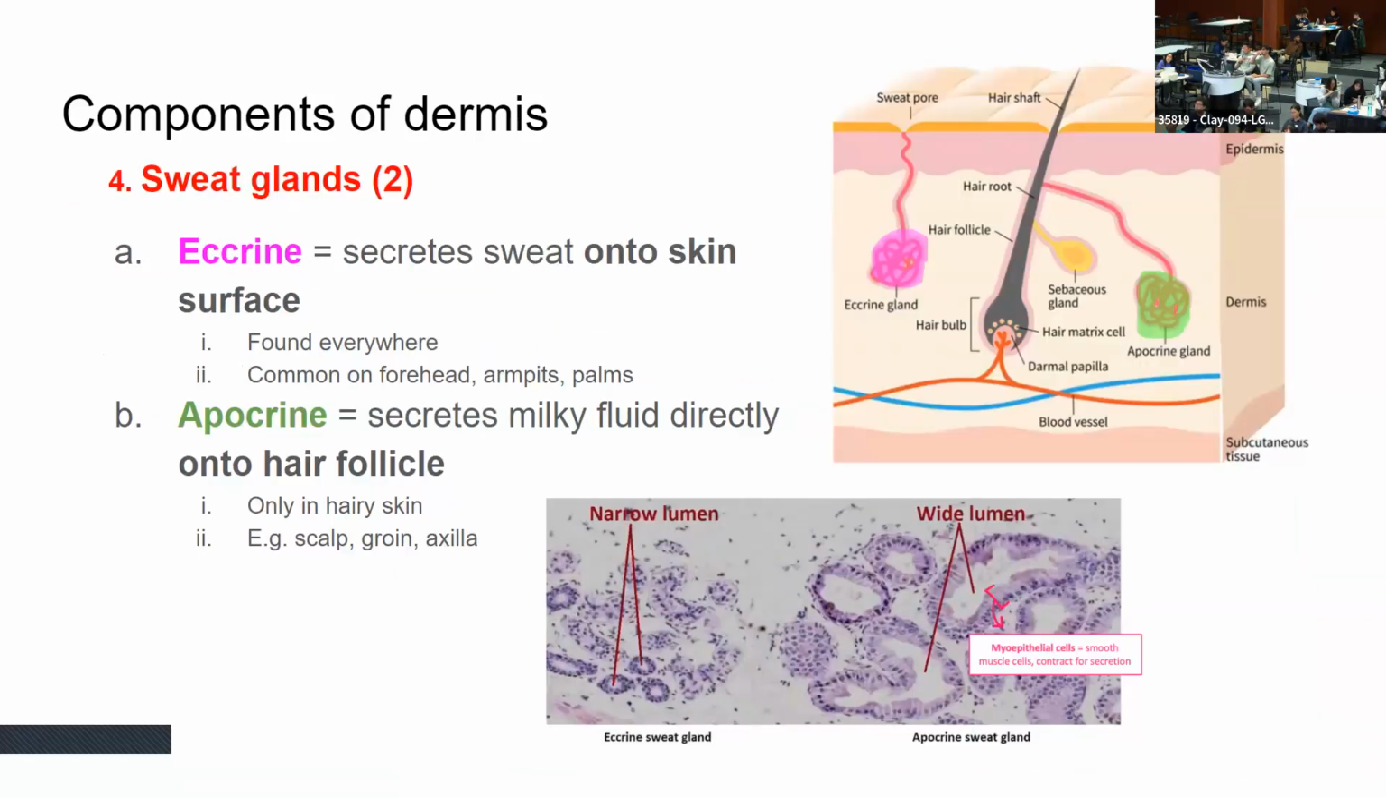The last one is your sweat glands, and we can classify this into 2 different types of sweat glands. So we have eccrine, which secretes sweat directly onto the skin surface, and it's found everywhere. And obviously it's more common where you think it would be common. So your forehead, your armpits, and your palms. Whereas apocrine is not secreting sweat, it's secreting milky fluid directly into your hair follicles. So this is in places like your scalp, your groin, and your axilla.